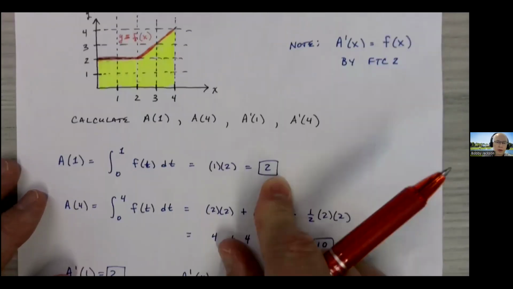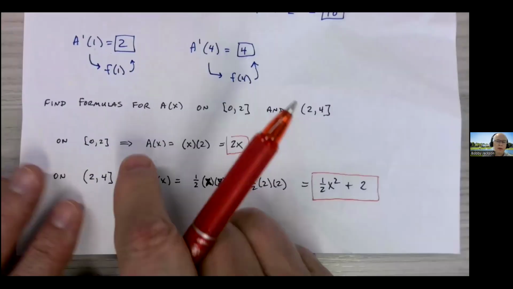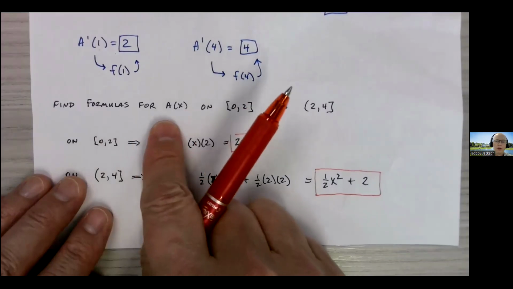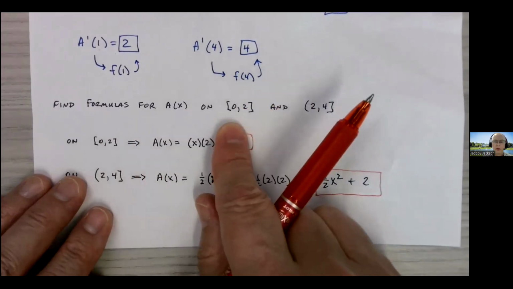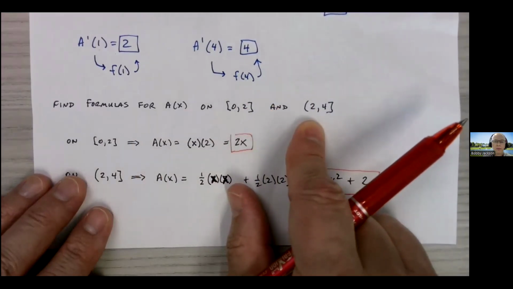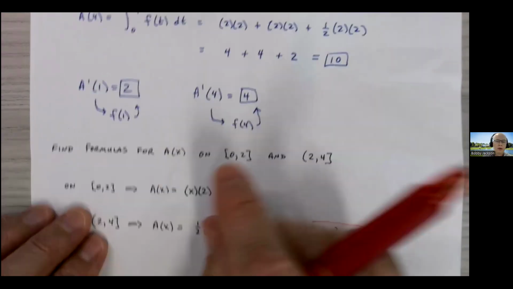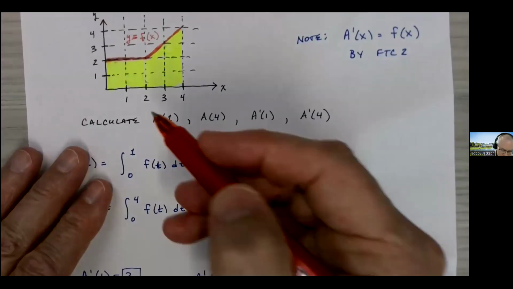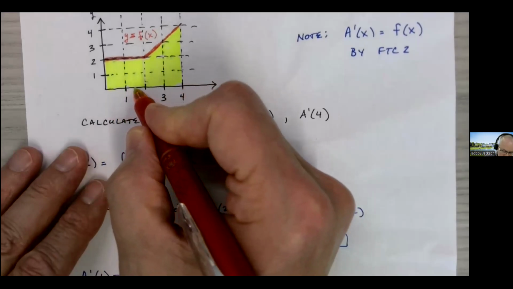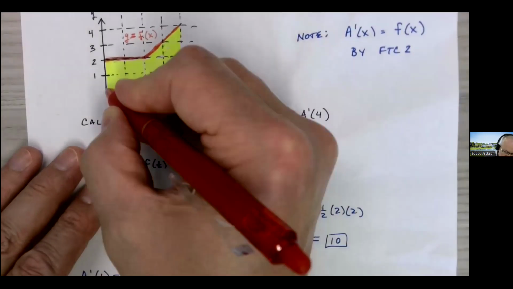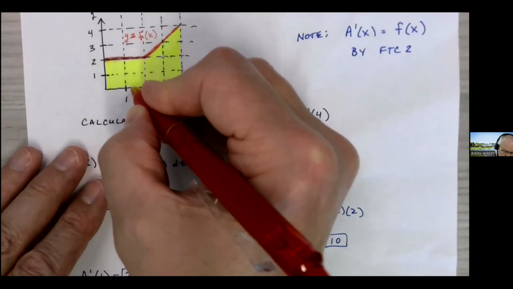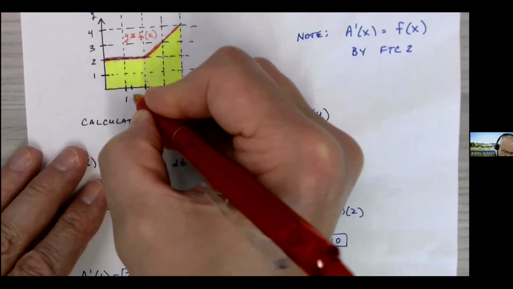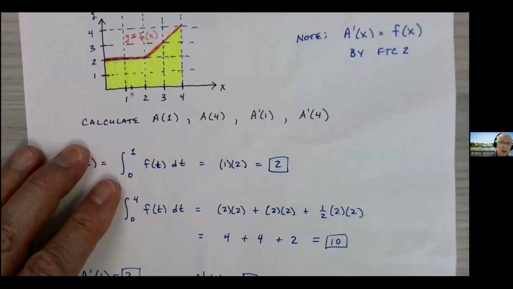All right, so let's go down to the questions that we have in the second part. Find formulas for the area function on the interval from 0 to 2 and on the interval from 2 to 4. So for the interval from 0 to 2, let's just look at the graph. From 0 to 2, what would the area be for any arbitrary value of x? Well, let's just say x is some number between 0 and 2, 1 point something, whatever it is. Here's the value of x.